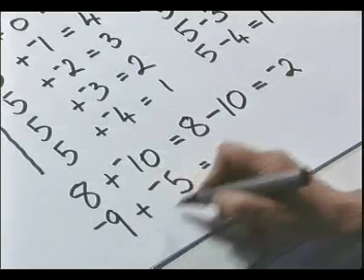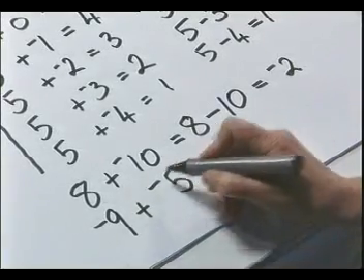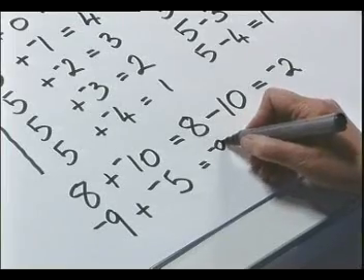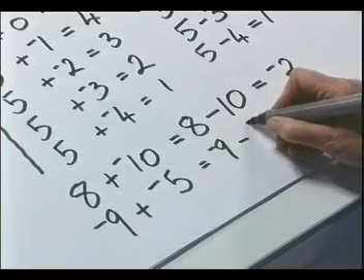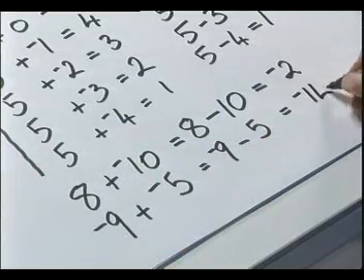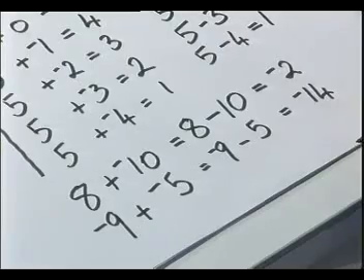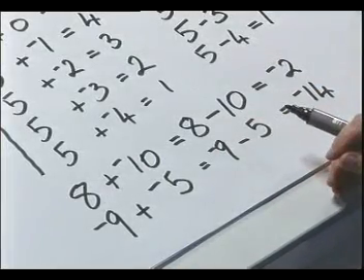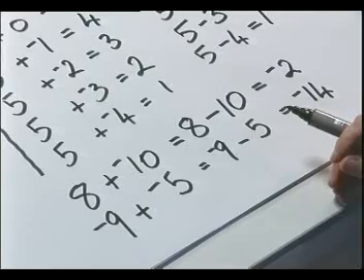And with this example, negative 9 add negative 5, we can rewrite that as negative 9 subtract 5. Again, visualising it on the number line. Start at negative 9 and you go back 5, so you land at negative 14. So when we have the addition of negative numbers, it's always easier to change them into subtraction of positive numbers.